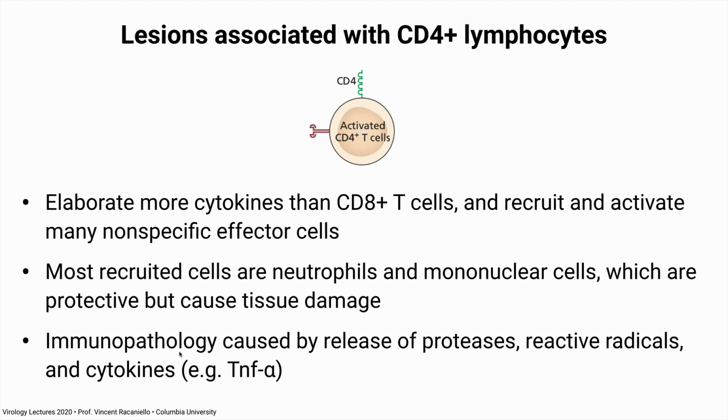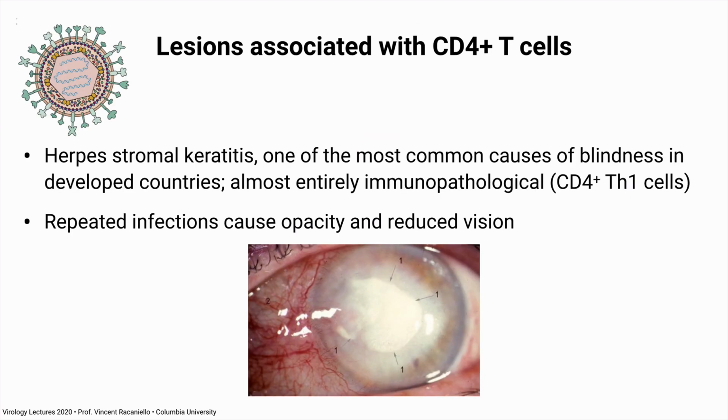And typically the immunopathology is caused by release of proteases from these cells, reactive radicals, and cytokines that damage the cells. Let's look at an example of this in humans. Herpes stromal keratitis, one of the most common causes of blindness in developed countries.